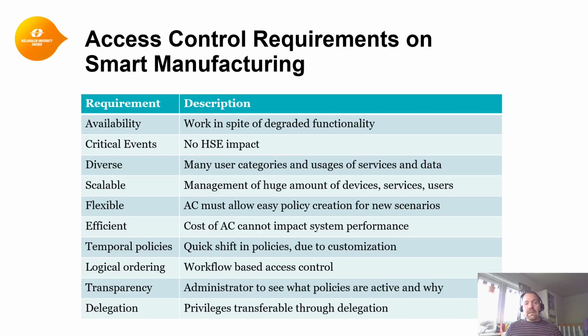Scalable. As discussed, smart manufacturing systems are complex and dynamic systems, and therefore management of policies for a huge amount of devices, services, and users must be feasible and cost effective. Flexibility. As the use of a smart manufacturing plant may not be predefined, the composition of devices, services, and users that must interact in order to fulfill a specific manufacturing scheme will shift frequently. So there is a need for high flexibility also in the policy formulation, if you want to follow the principle of least privilege.